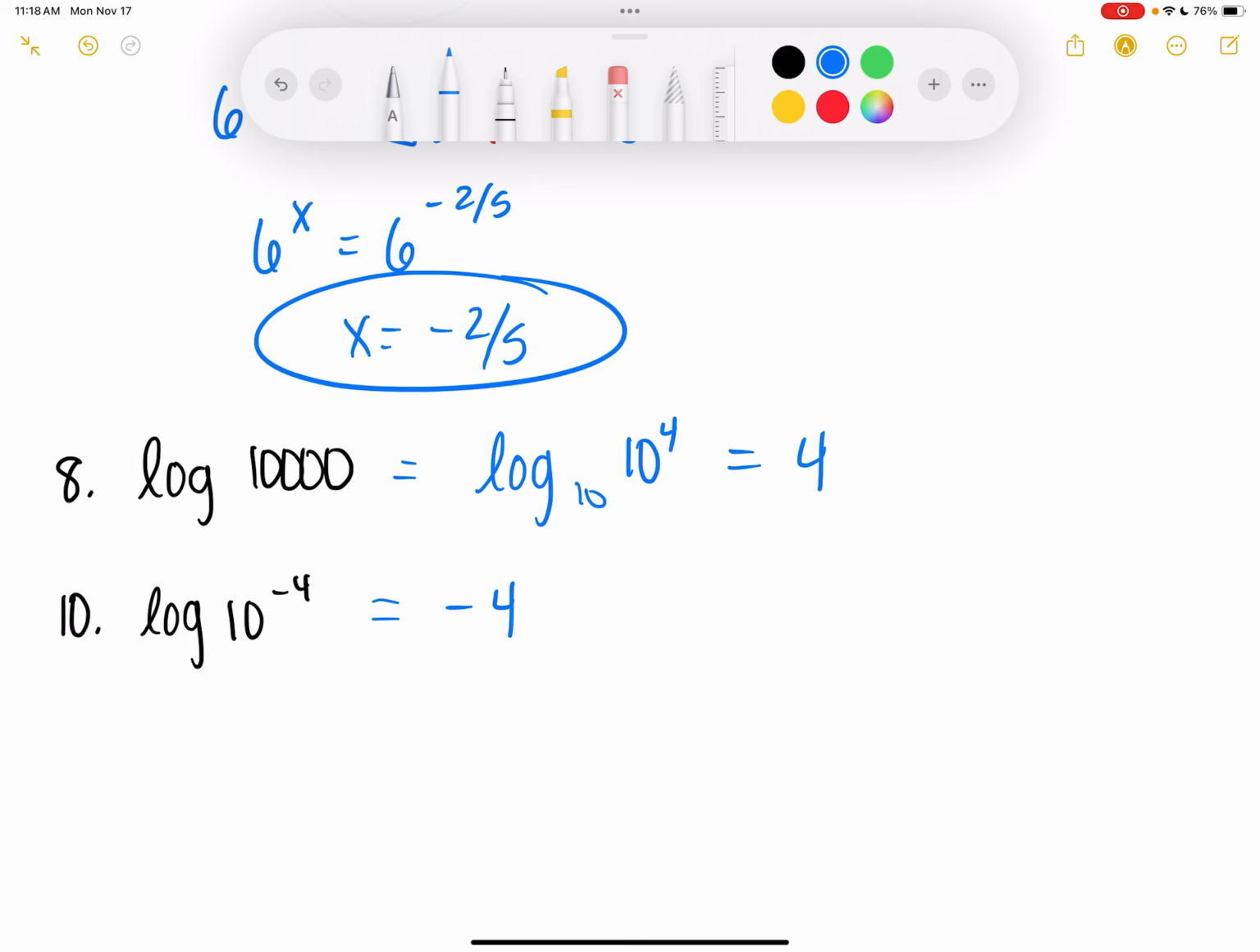Since it's raised to the negative 4th, is that saying the 4th root of 10? No, it's the power of 4. It's negative because it's on top. Oh, so it's actually written as 1 over 10 to the 4th.